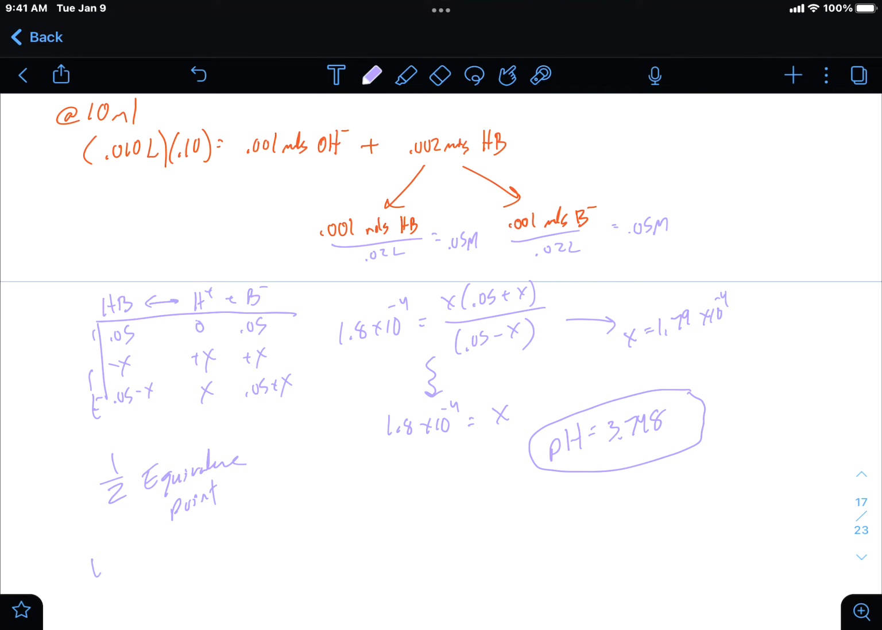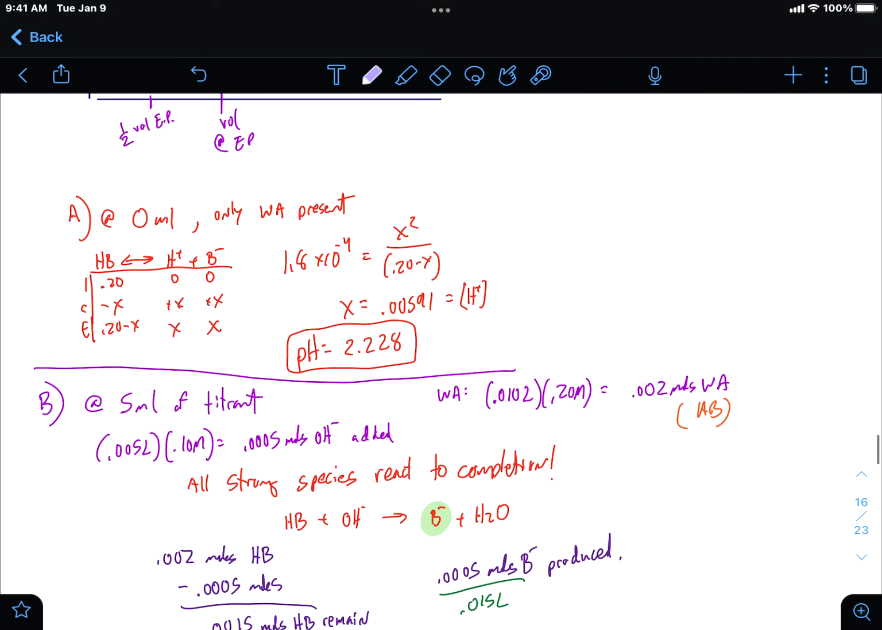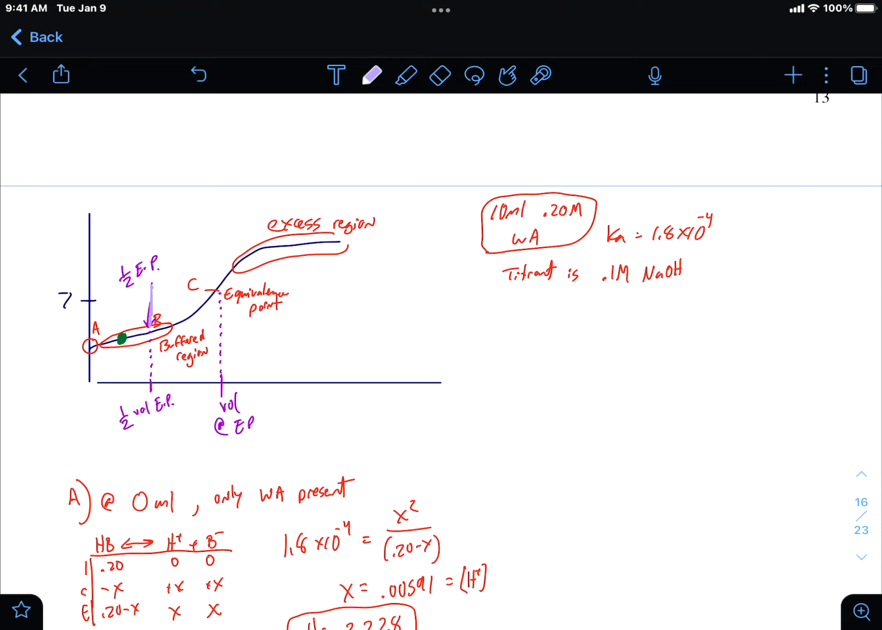Okay, this is when 1/2 of the original acid is neutralized. 1/2 of it. This is not the equivalence point. Right? The equivalence point is different. We define the equivalence point differently. This is the half equivalence point. We have not neutralized all of it. We've only neutralized half of it. Okay, so this point on our graph is right here.